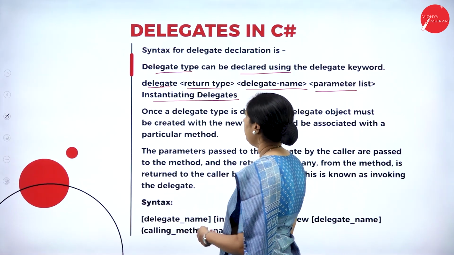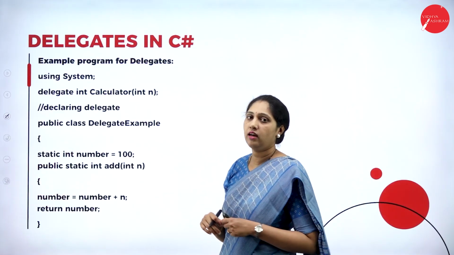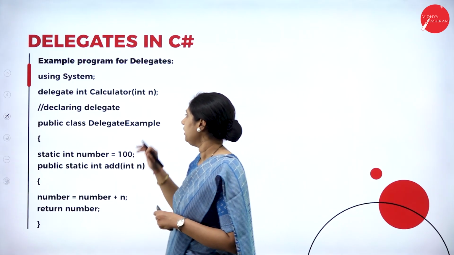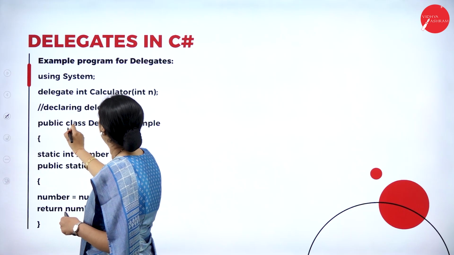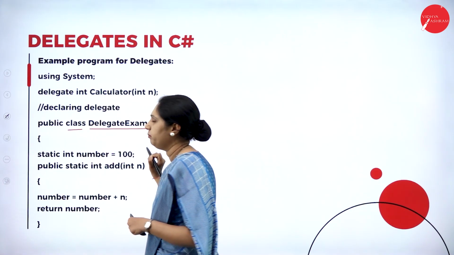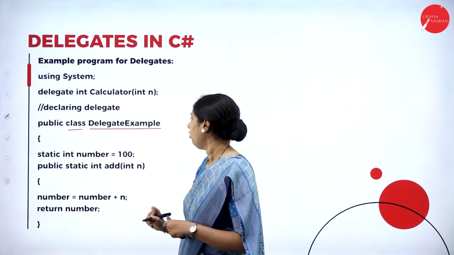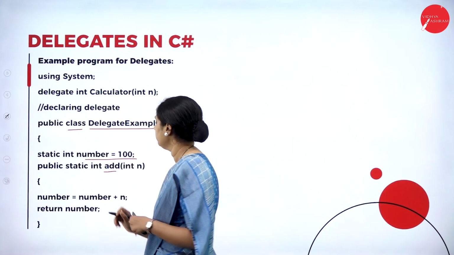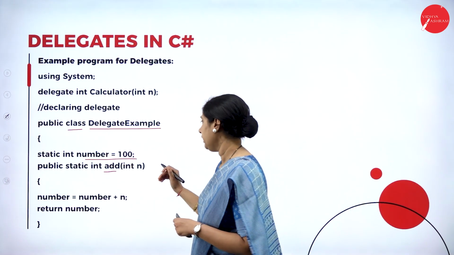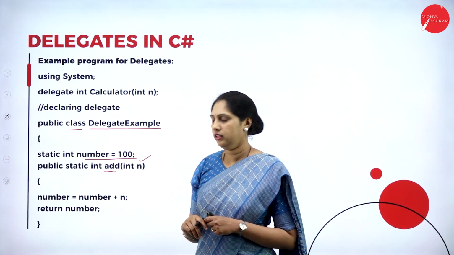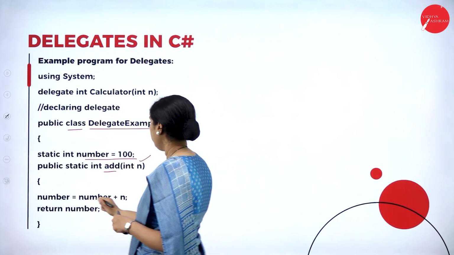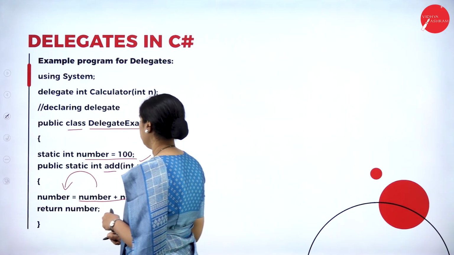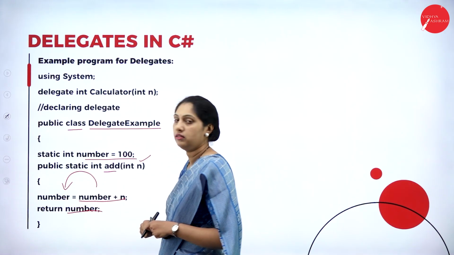So next we'll come to the example. How to write a delegate. We'll take this public class, that is DelegateExample. The class name is this. What we do is we assign number to 100. Then we have the add function. We'll take n, that is an integer. We have added number plus n and assigned it to where? Number. And we have returned this number.